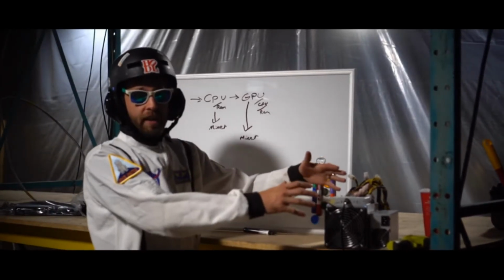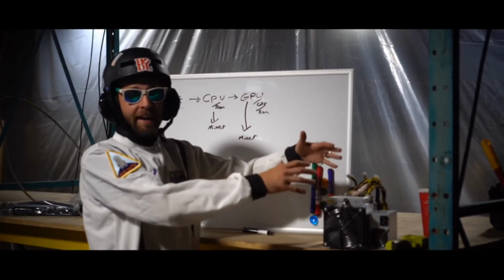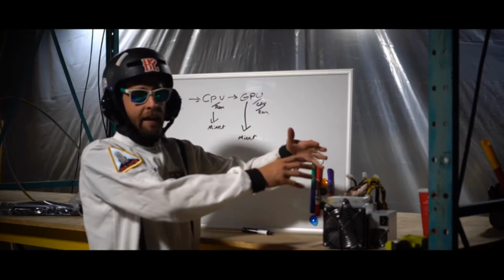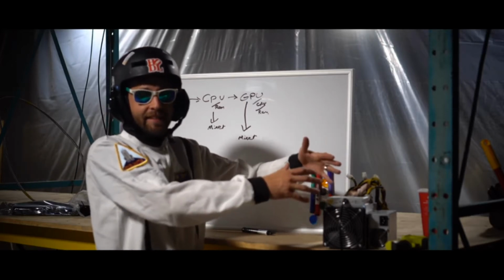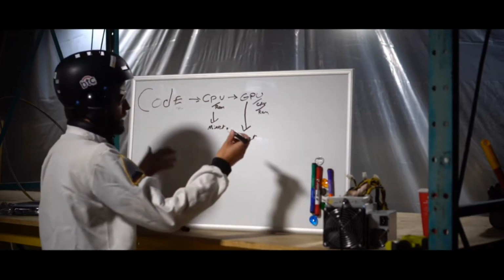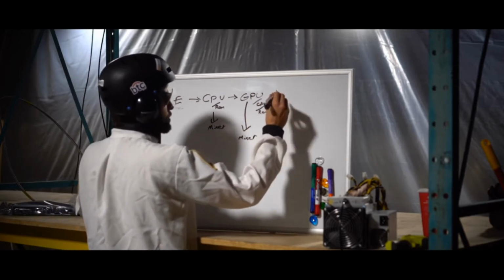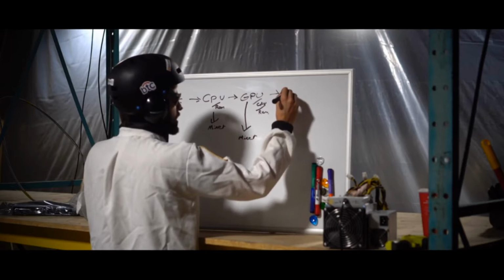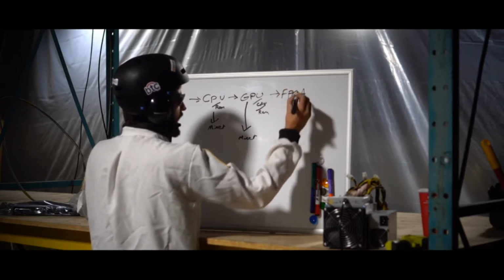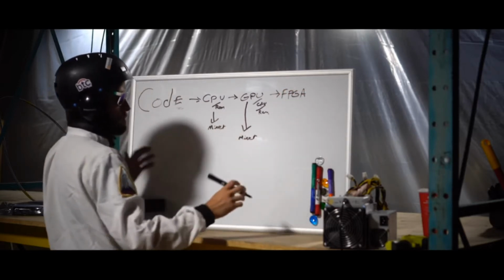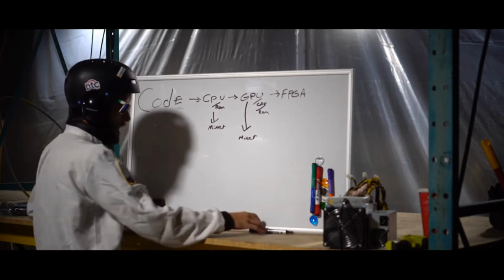Now, ASICs are all over the place. Everybody and their mother has an ASIC now, and everybody's trying to figure out what the heck an ASIC is. Well, I'm going to explain it in simpler terms, okay? So after you have the GPU, you have what's called an FPGA, okay? And this is just like the most intense board that you can think of.